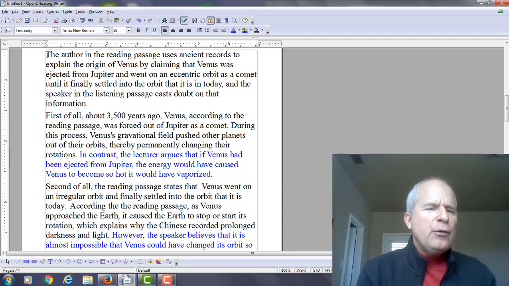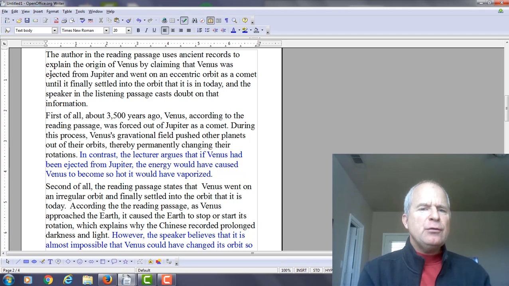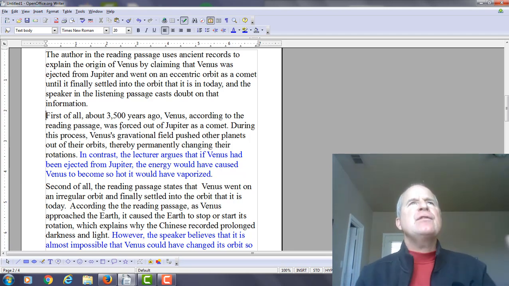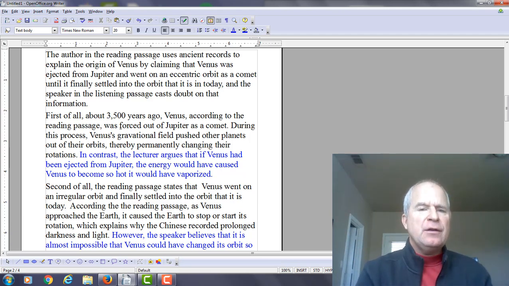Okay, here we go. So the author in the reading passage uses ancient records to explain the origin of Venus by claiming that Venus was ejected from Jupiter and went on an eccentric orbit as a comet until it finally settled into the orbit that it is in today, and the speaker in the listening passage casts doubt on that information. First of all, about 3,500 years ago, Venus, according to the reading passage, was forced out of Jupiter as a comet. I said forced out because it's a synonym for ejected. During this process, Venus's gravitational field pushed other planets out of their orbits, thereby permanently changing their rotations.